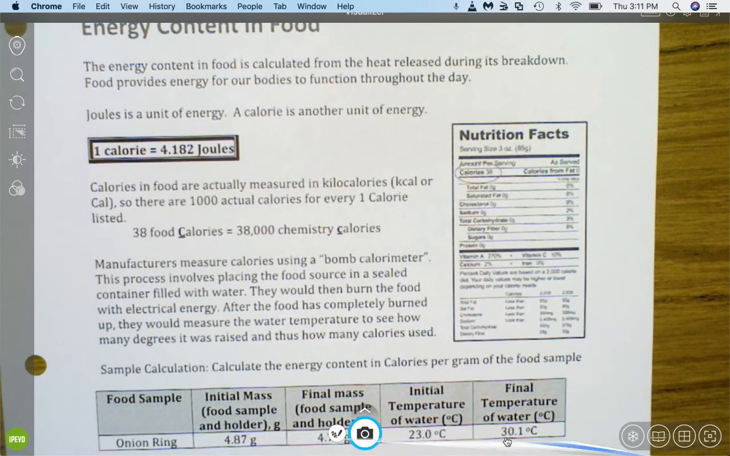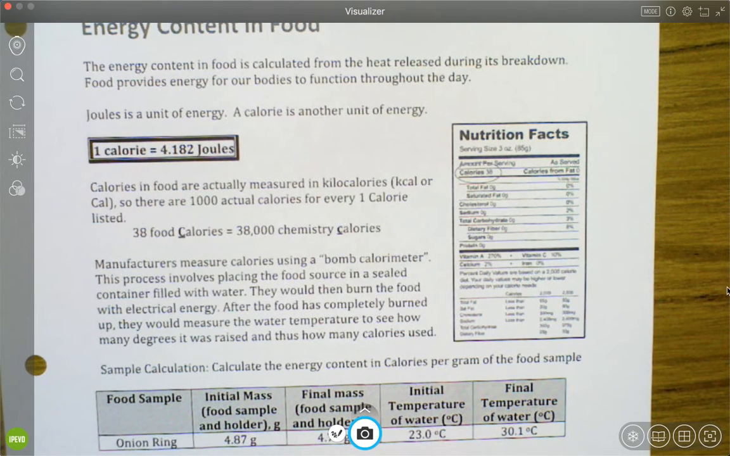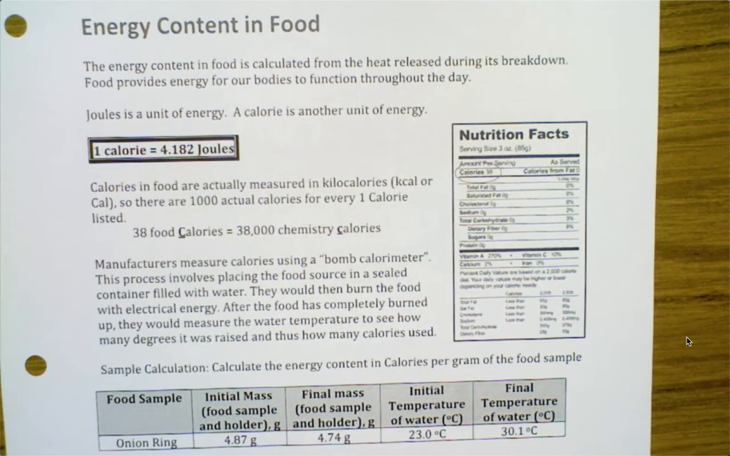Hi everyone. What we're going to do today is determine how much energy or calories is in a given sample of food. So when energy is released from a food item, when it's broken down in your body being digested, we use that energy to carry out everyday functions.